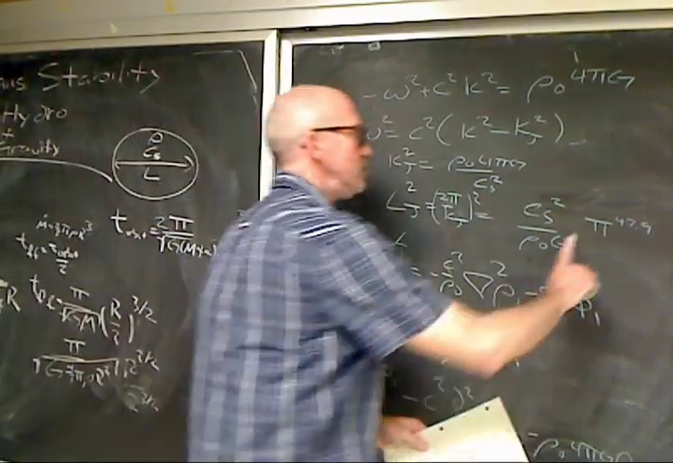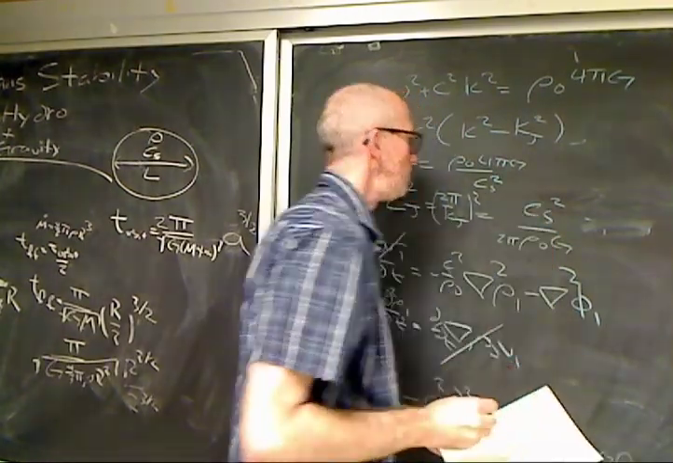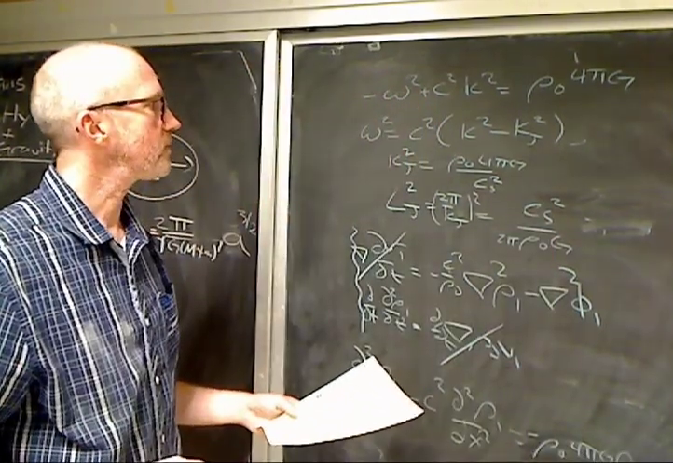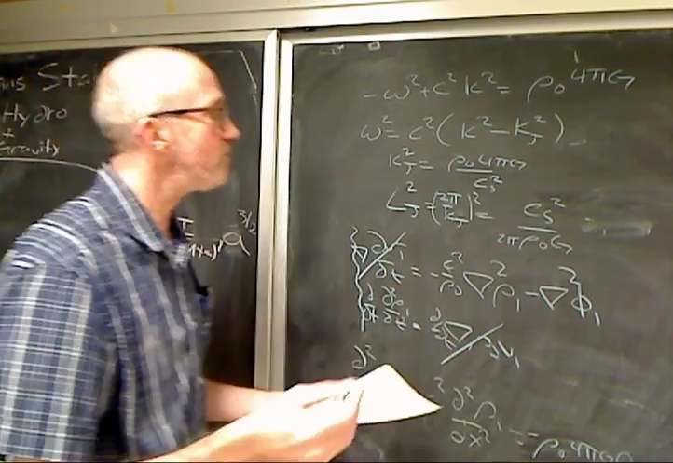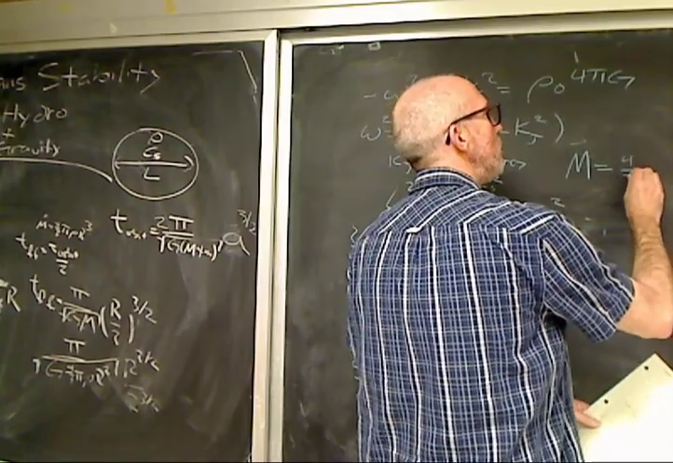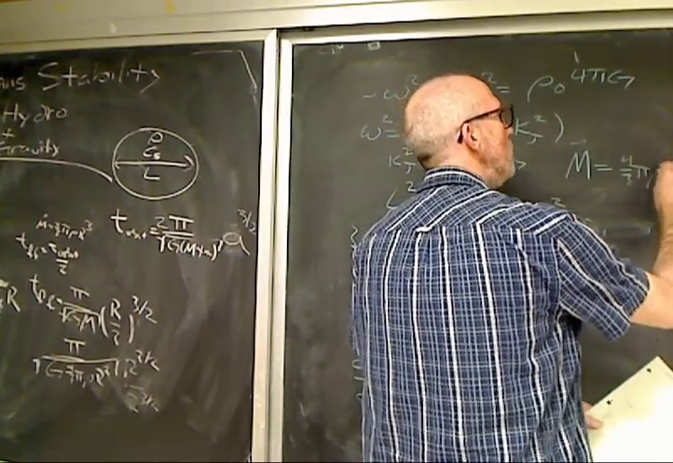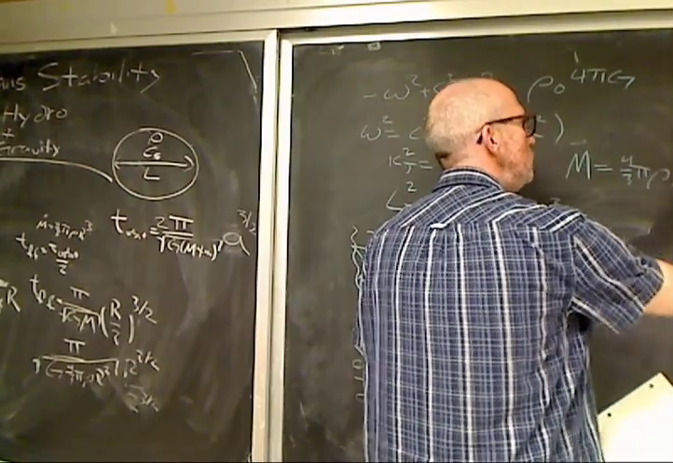Yeah, the only thing that I'm missing actually is 2 pi on the bottom. So that's Jeans stability, and now we can form a Jeans mass. The Jeans mass is going to be 4/3 pi rho naught times the Jeans length cubed.